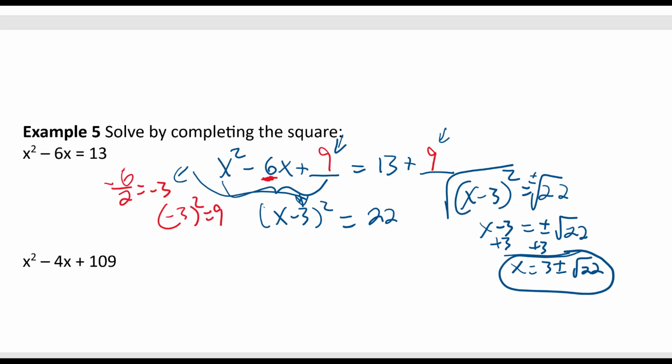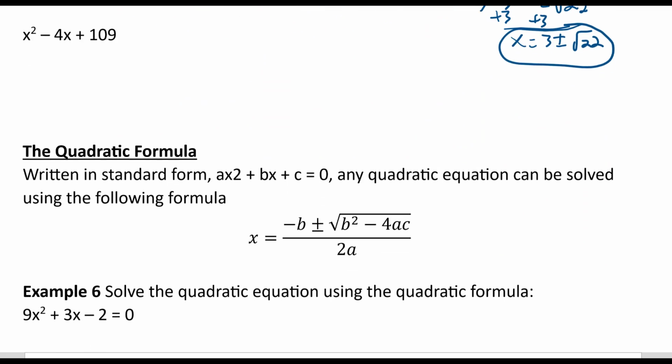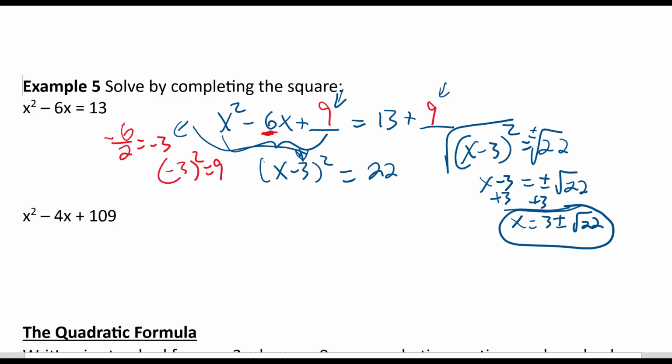And that's the process. Now let me give you a little warning: this is not something we're going to do again and again and again. This is leading up to the next concept, which is the quadratic formula. We're going to do a few of these, and then we're going to get up to the quadratic formula. In fact, that's the next thing. So I'm going to do another example here.